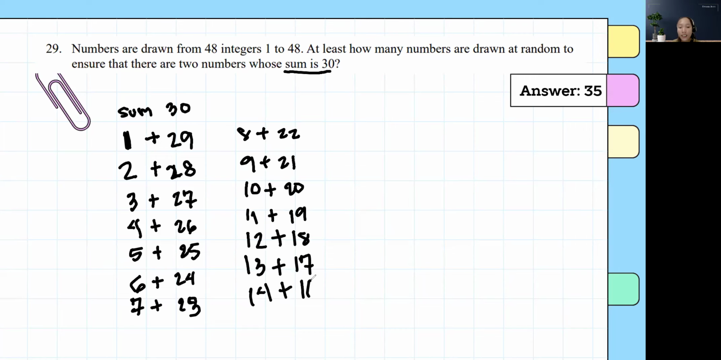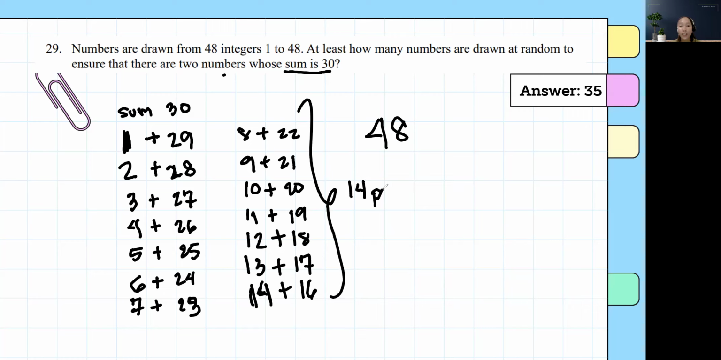14 plus 16. There's no 15 plus 15 because we only have 48 integers from 1 to 48. There's no repetition. Okay? No repeats. So it's only until 14 plus 16. So from our 48 integers, how many pairs do we have? We have 14 pairs, right? Counting from here, 1 until 14. So we have 14 pairs.